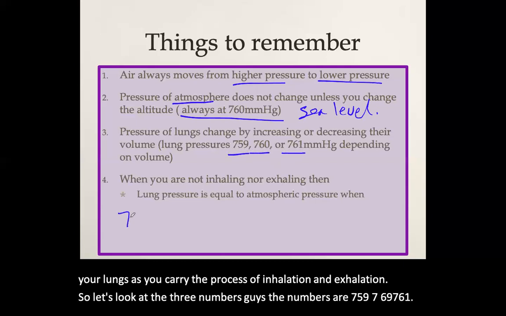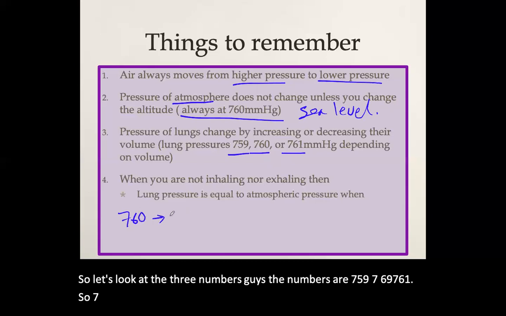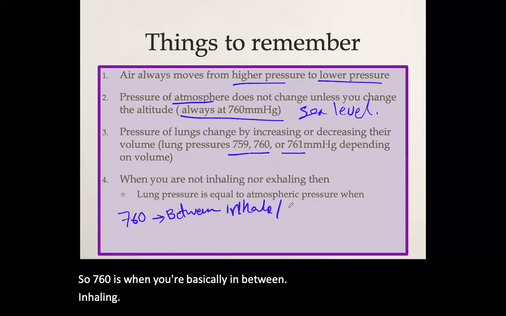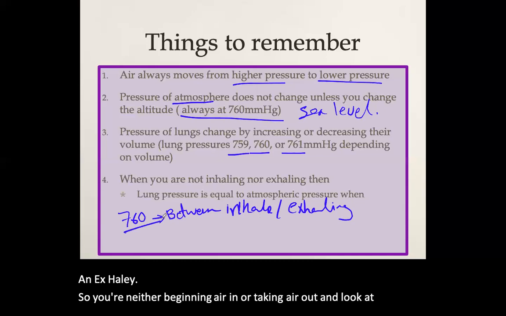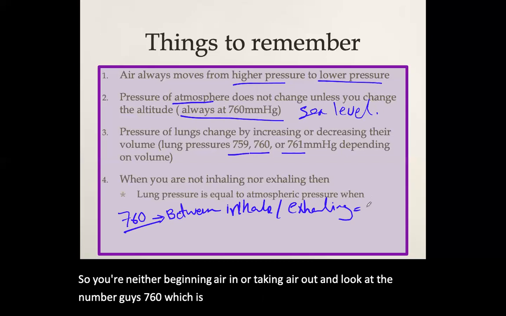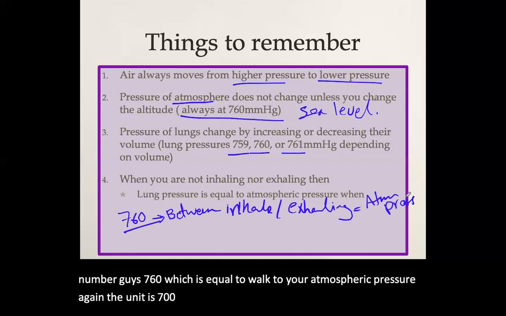760 is when you're basically in between inhaling and exhaling. So you're neither bringing air in nor taking air out. And look at the number, guys. 760, which is equal to what? To your atmospheric pressure. Again, the unit is 760 millimeters of mercury. mmHg is the way that we measure pressure.